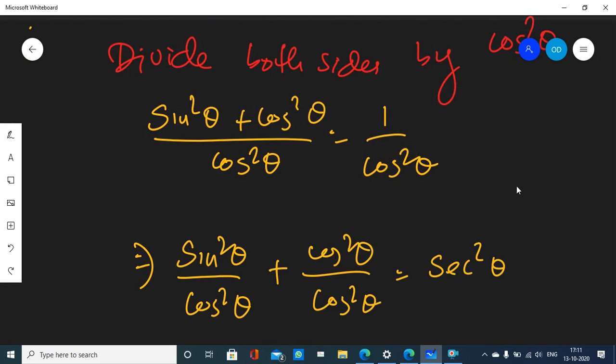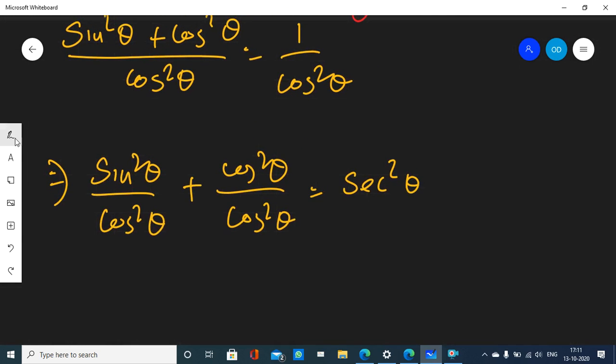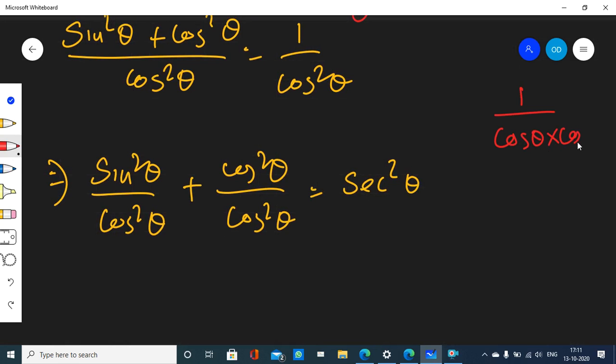It will be sec square theta, isn't it? Because sec theta is the reciprocal of cos theta. Guys, what is 1 by cos square theta? 1 by cos square theta means 1 by cos theta into 1 by cos theta. And 1 by cos theta is sec theta, so it becomes sec theta into sec theta, so sec square theta. Anybody has any doubt in this? 1 by cos square theta is equal to sec square theta.